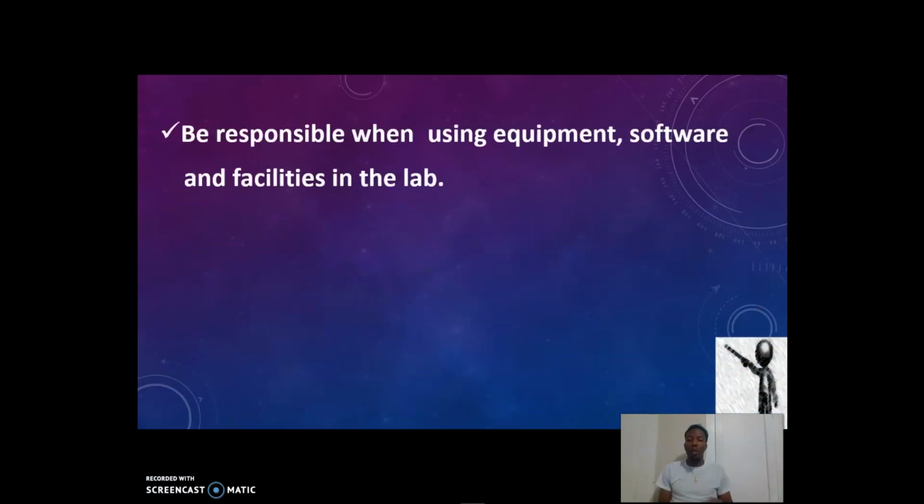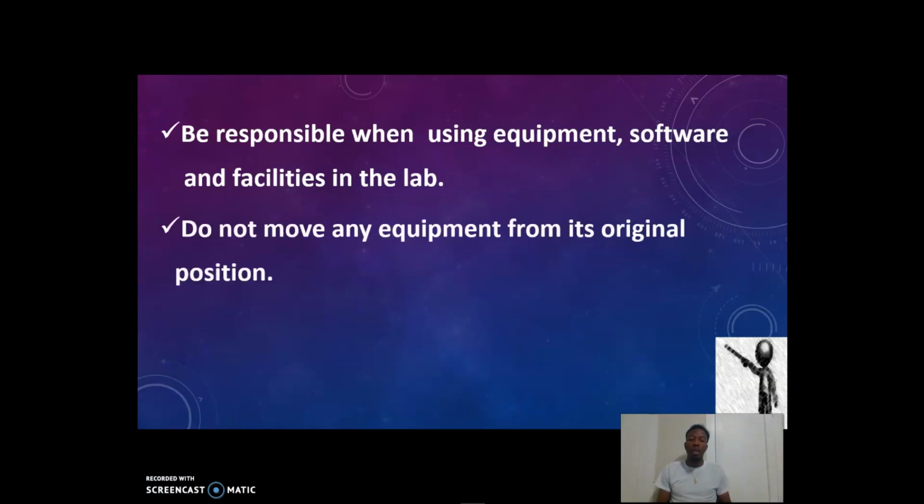Be responsible when using equipment, software, and facilities in the lab. Whatever you're using, if you're using a computer, the printer, the keyboard, the mouse, please treat it like it's yours. Take good care of it. Alright? Yes, you're using it and you are through. Don't just treat it as, okay, you're through with it now, so what? You don't need it anymore. Someone else needs it to do something very important. So treat it like it's yours. Take very good care of it.